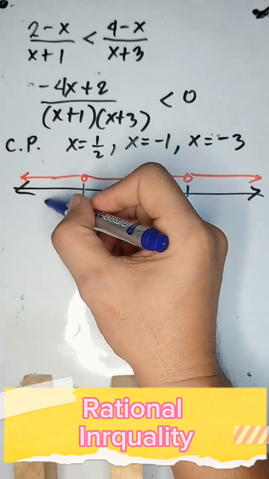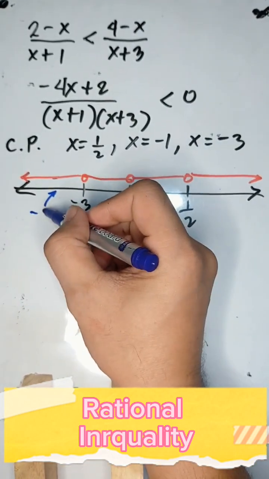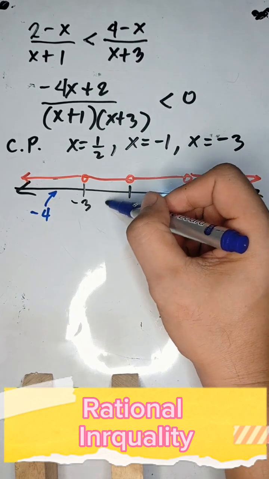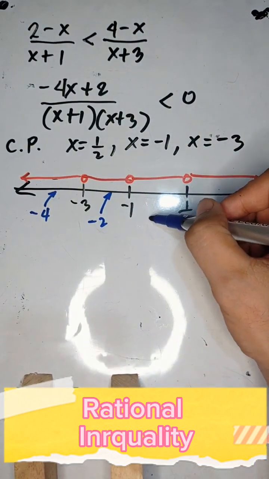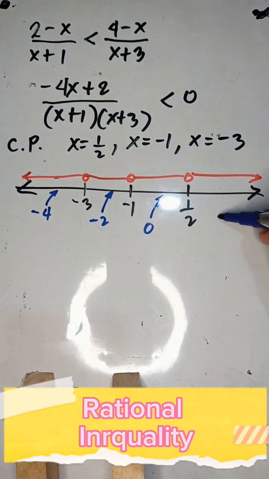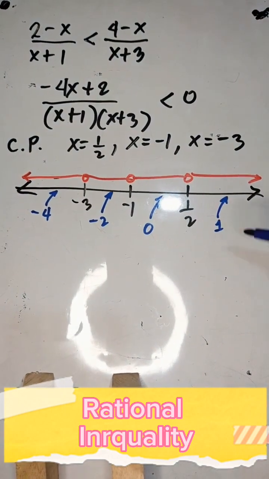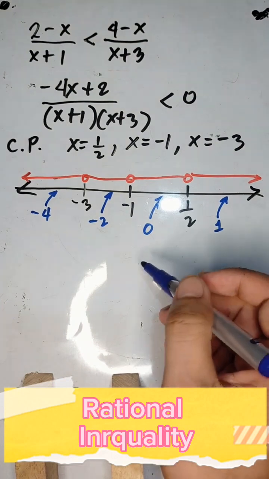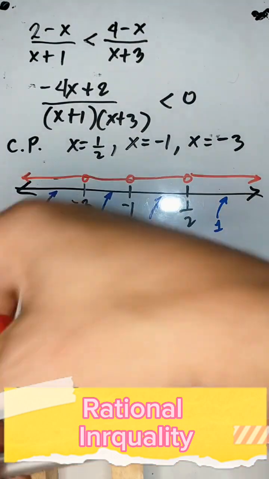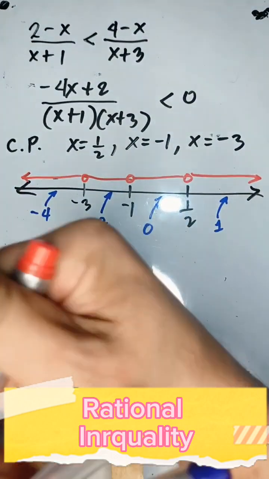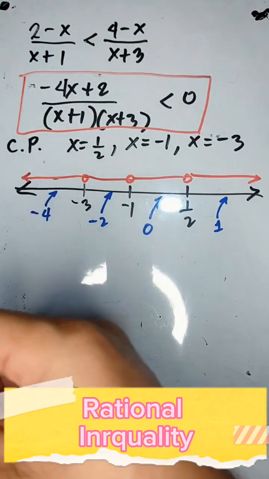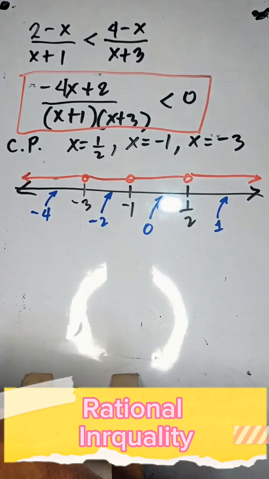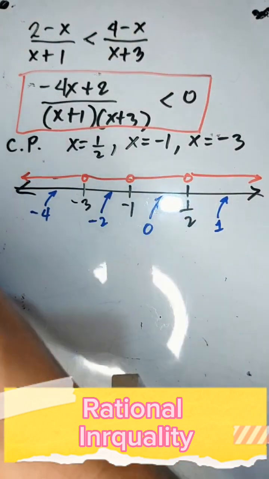Now let's take the test points. Here I can take negative 4. Maybe I'll take here negative 2, easy. I'll take here 0. I'll take 1 here. Now let's move to our inequality to be tested.